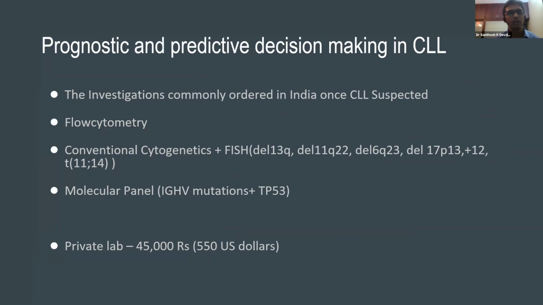Diving right into the topic, whenever we suspect a CLL diagnosis in our patients in India, we generally run an initial flow cytometry followed by conventional cytogenetics along with FISH with probes for deletion 13q, deletion 11q, deletion 6q, deletion 17p, and trisomy 12. Many labs also run a translocation 11;14 to rule out mantle cell lymphoma, which is a close differential. The molecular panels generally include IGHV mutations and TP53 mutations. In a private lab in our country, the whole workup costs about 45,000 rupees, which is probably equal to $550 US.